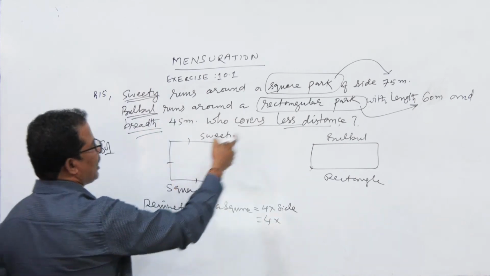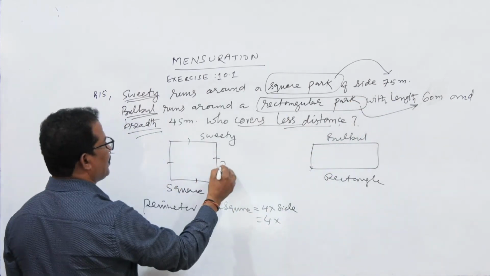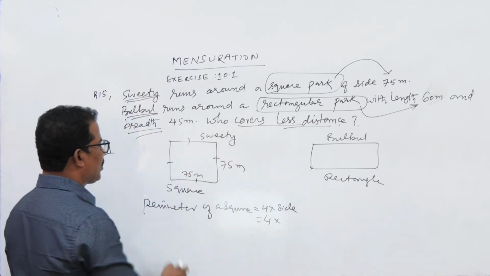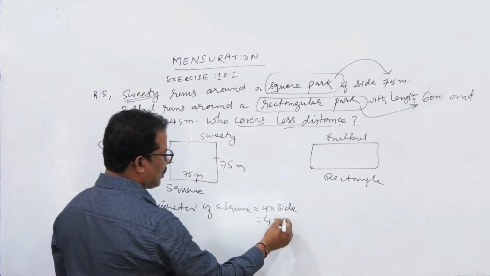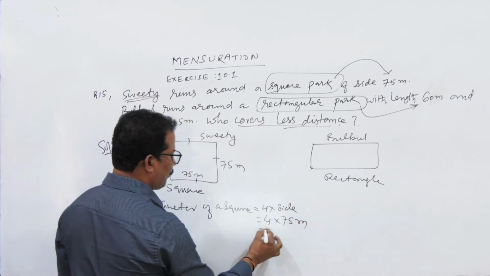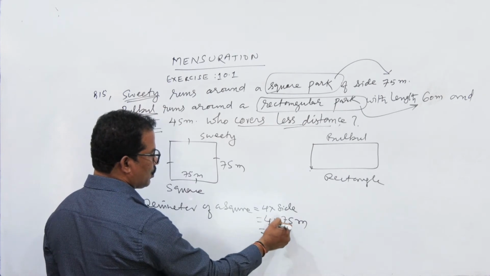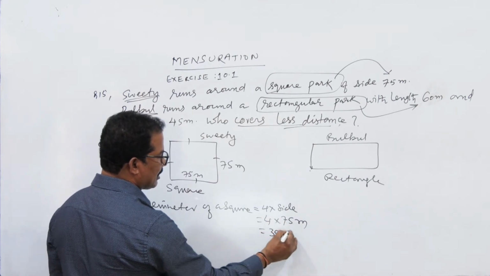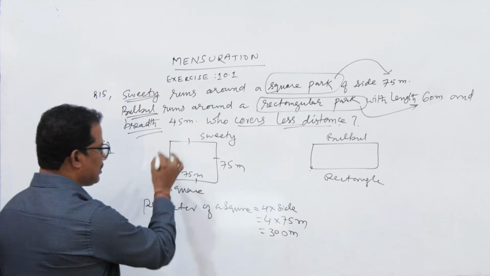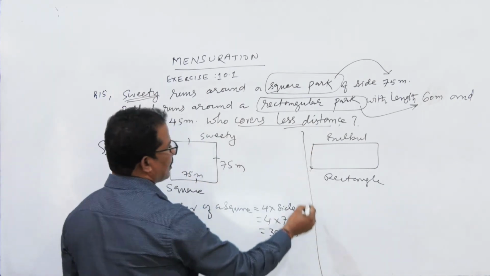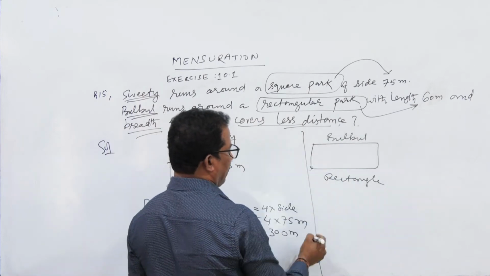What is the side of the square? It is given 75 meter. If it is 75, then this is also 75 because it is a square. So 4 into how much? 75. You can multiply now. 4 5s are 20, 2 remaining. 4 7s are 28 and 2 is 30. That is the total length of this square park is how much? 300 meter.